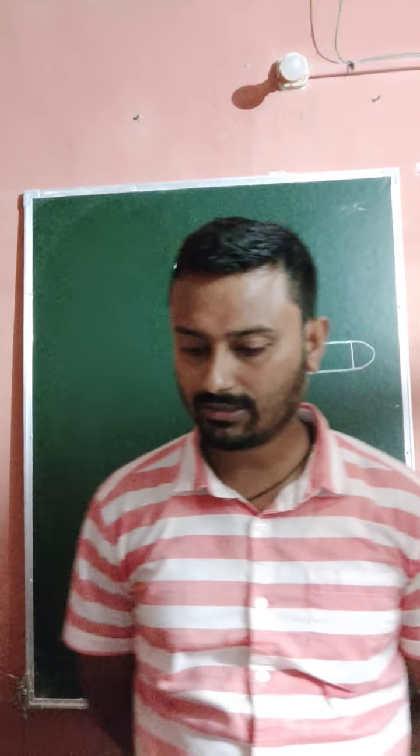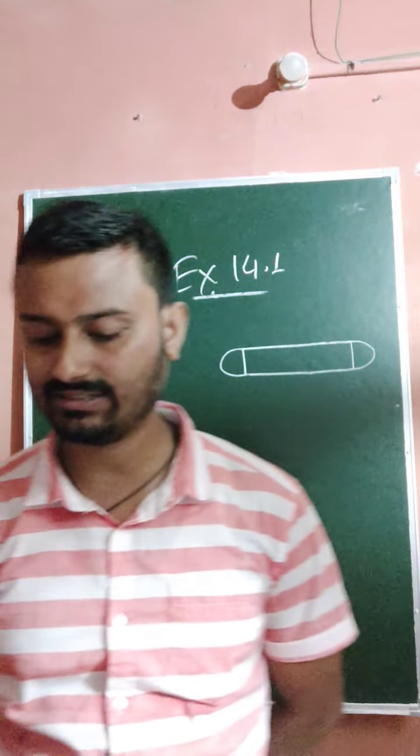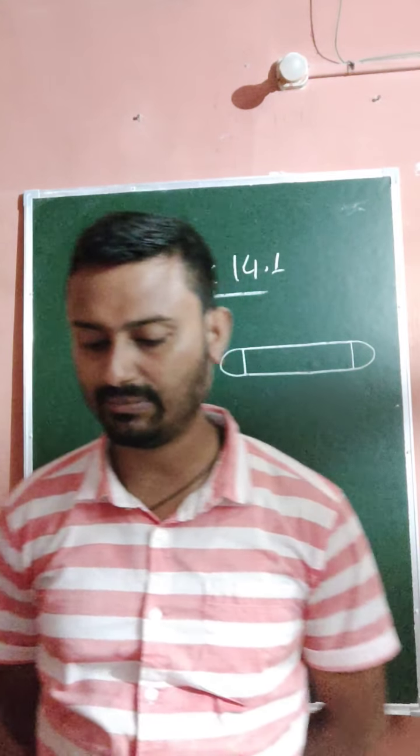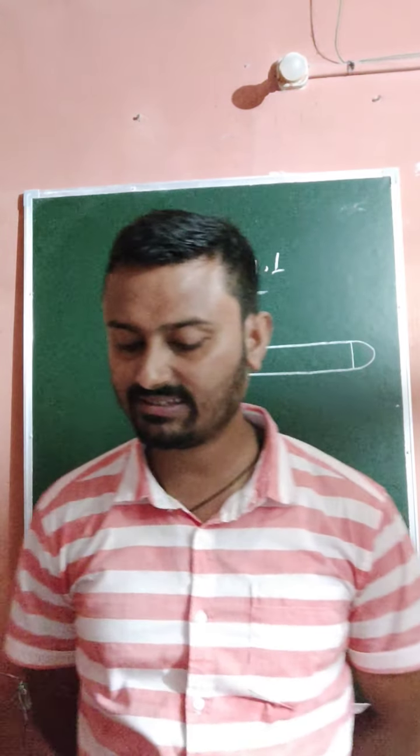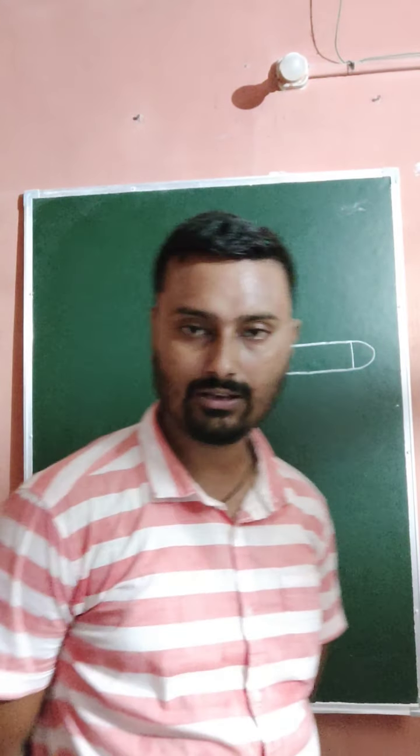Okay, so come to question number 2. Question number 2 is very important. The shape of Mr. Singh's garden is rectangular in the middle and semicircular at the ends. Find the area and the perimeter of the garden.